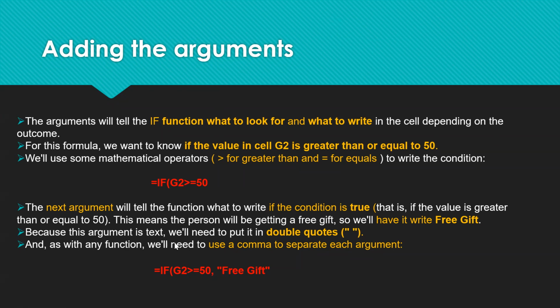We write free gift. Because this argument is text, we'll need to put it in double quotes. Since it is a text value, you have to give it with double quotes, as you see here, there is a double quote around this text. And as with any function, we'll need to use a comma to separate each argument. So this is the first argument, this is the second argument, and we are separating them with a comma.